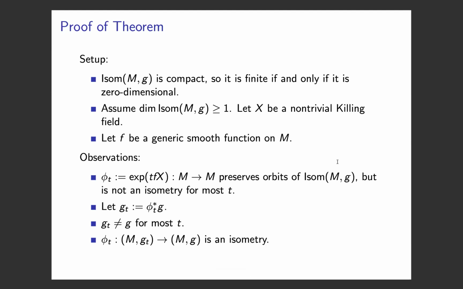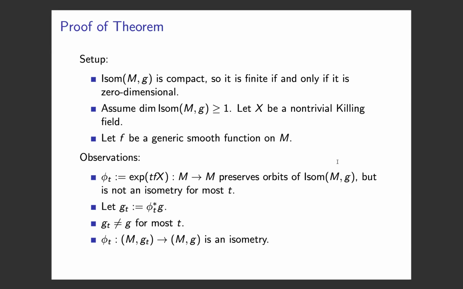The isometry group of a compact Riemannian manifold is a compact Lie group, so it's finite if and only if it's zero-dimensional. So assume that the dimension is 1 or higher. Then there's a non-trivial element in the Lie algebra, which is a non-trivial Killing field on the manifold. We're just going to pick one and call it x. And we're going to take a generic smooth function f on M.